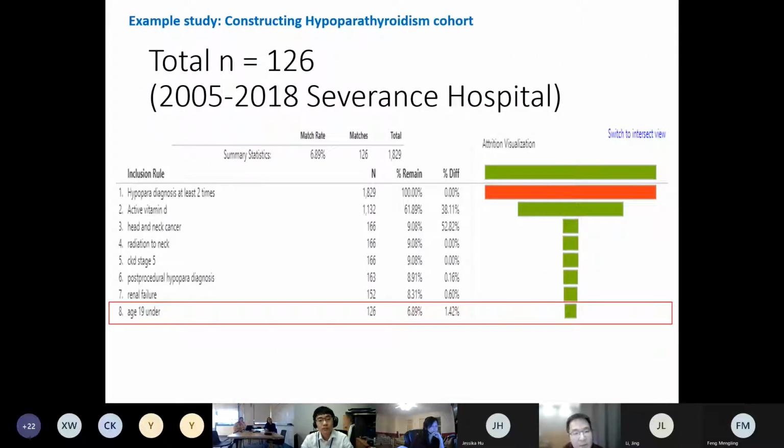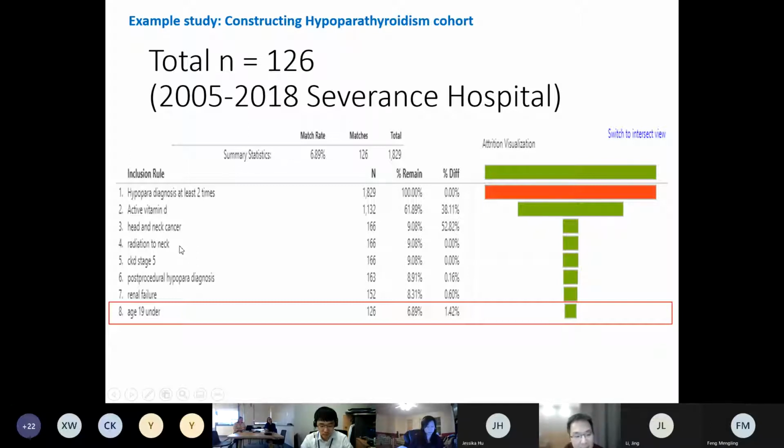So, for example, when we look into the hypoparathyroidism cohort, the beginning is the diagnosis code, of course, hypoparathyroidism, but the hypoparathyroidism diagnosis would contain surgical hypoparathyroidism and other radiation-induced hypoparathyroidism.